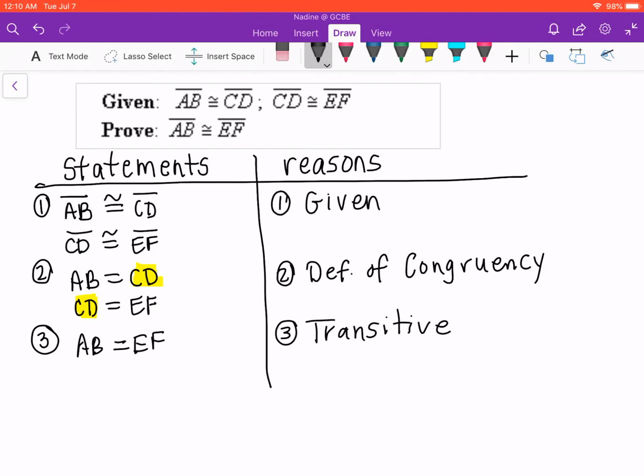Okay, y'all, we are really close here. So we have AB is equal to EF, and we are trying to prove that segment AB is congruent to segment EF. Okay, so because those are equal in length, we can state that they're congruent to each other. So segment AB is congruent to segment EF. Okay, and that's going to be our definition of congruency again.